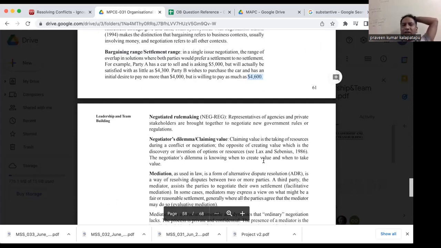Okay, so now comes negotiated rule making. Basically, you negotiate and come to frame the rules, or a rule book, that you are going to follow. It typically happens within associations like apartment associations, where when there is a conflict, you go and correct the rule book so that in future there are no conflicts, right?